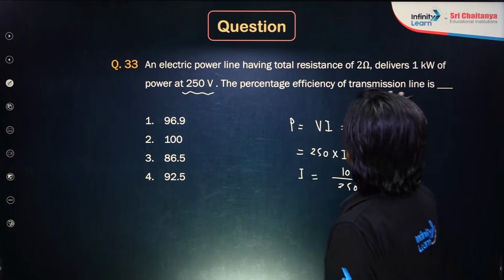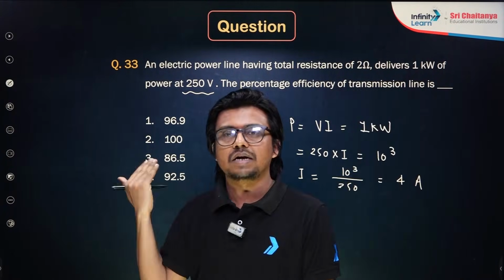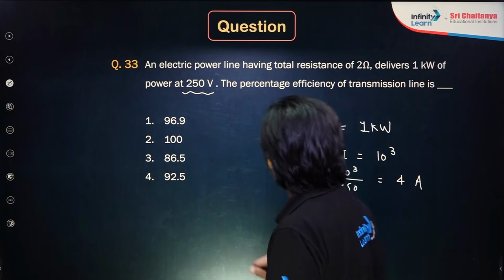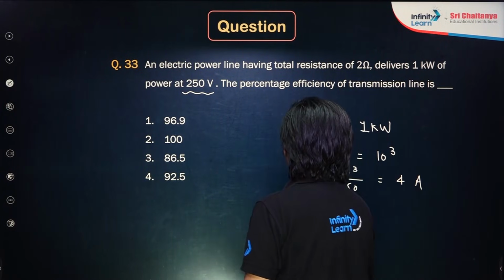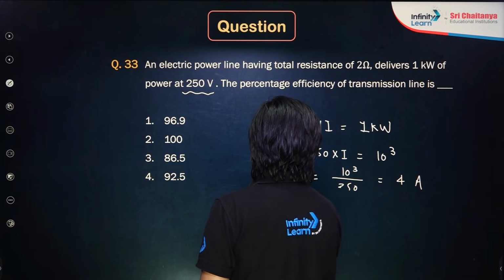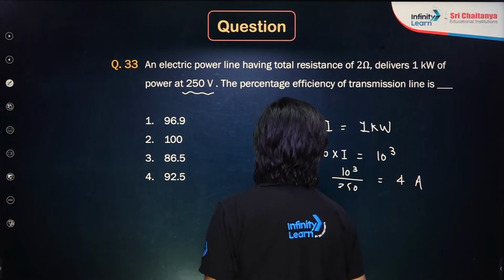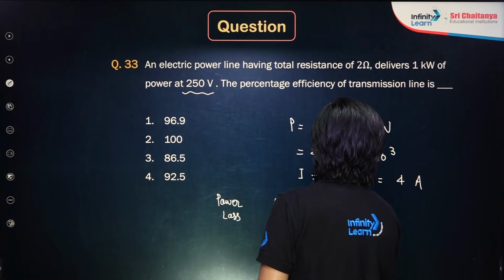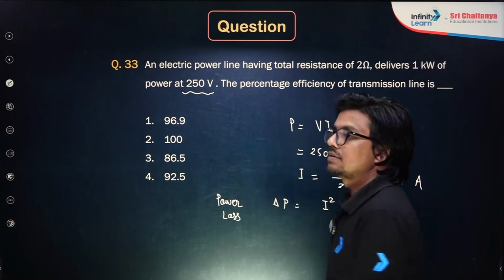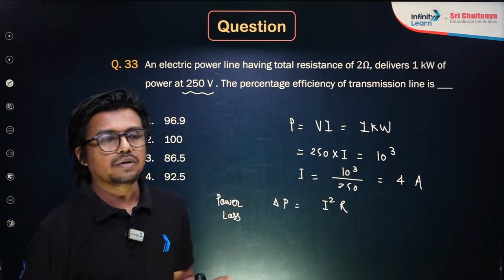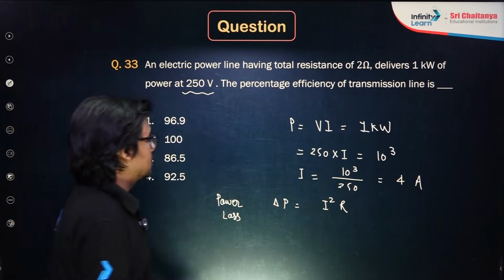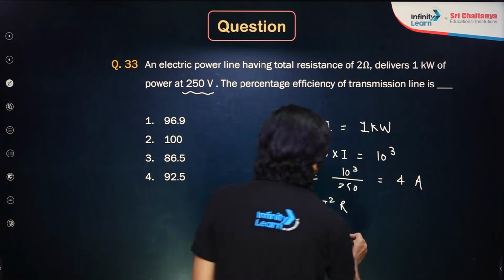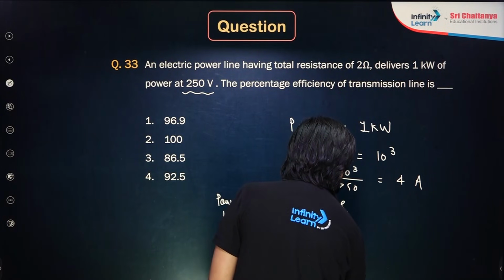Now what is the power wastage? What is the heat dissipation in the transmission line, in those wires through which the power is being transferred? I can say this is the wasted power, so let me write this as delta P. The power loss delta P comes out to be I square into the resistance, I square into R, that is the power loss in the transmission lines. Now I is 4 ampere, so 4 square into the resistance, which is 2 ohm. So 16 into 2, that is 32 watt.